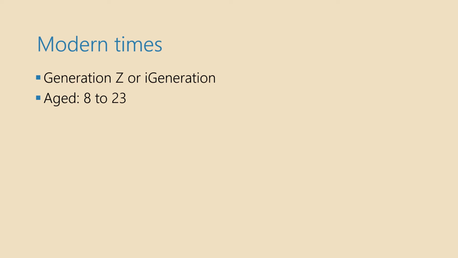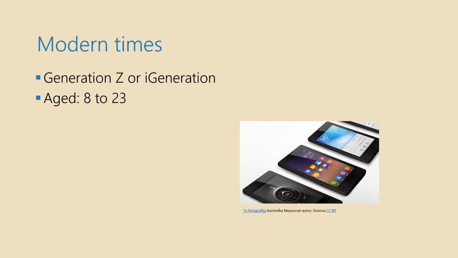You are all members of Generation Z or I generation. That means you were born between 1996 and 2015. Your generation is the youngest generation on the planet. Your childhood, however, is different from the childhoods of the previous generations.